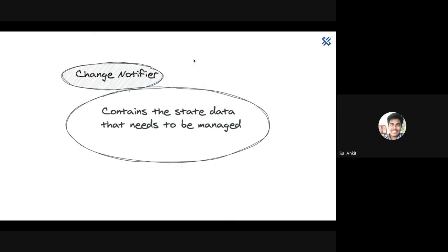So what is change notifier? Change notifier basically contains the state data that needs to be managed across different screens or different widgets. If you are discussing about a single widget, then normal set state will work for the state management of that particular widget. But when we are discussing about something across different widgets, across different screens, then state management solution has to come up, and provider is a good one. So change notifier basically contains all the state data that needs to be given through to all the widgets that are accessing the data, right?